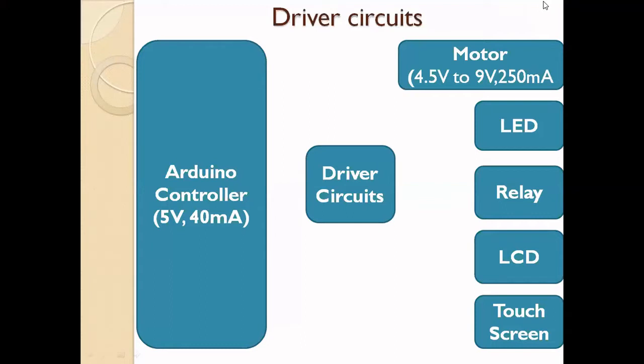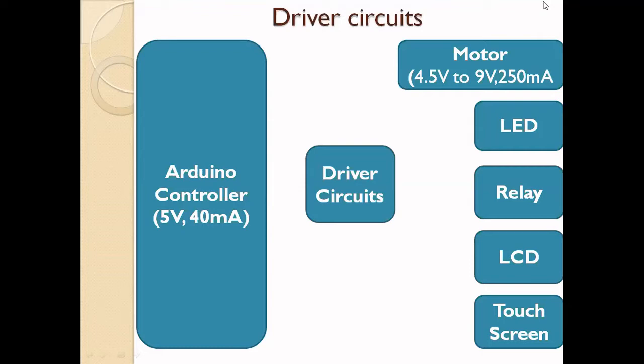First, what is the need of a driver circuit? Where are we using this driver circuit? Suppose I am going to control various input and output devices, for example motor, LED, relay, LCD, touch screen, lamps, solenoids, etc. These are some input and output devices. I am going to control these devices with an Arduino microcontroller. The Arduino operating voltage is 5 volt, 40 milliamps.